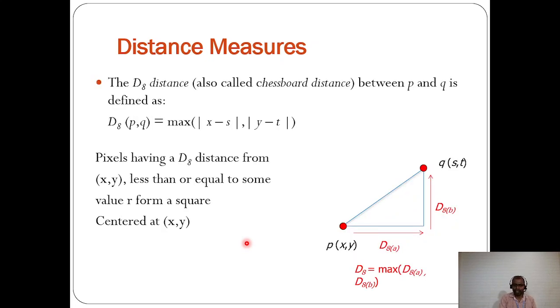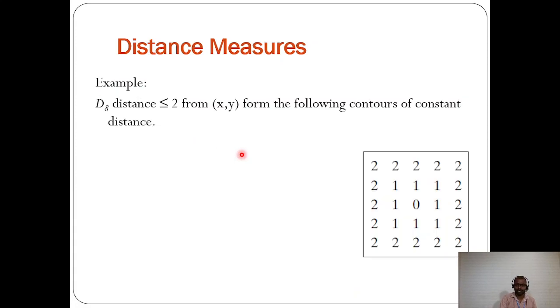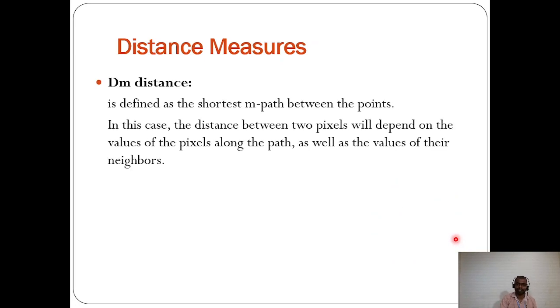The next one is the chessboard distance, called the D8 distance. We can represent the D8 distance as the maximum of |x minus s| and |y minus t|. You take the distance between these particular pixels and take the maximum value. Here we consider all the neighbors and diagonals: from 0, the neighbors and diagonals are at distance 1. If you want to travel to the next pixel, it is 0 to 1 and 1 to 2.